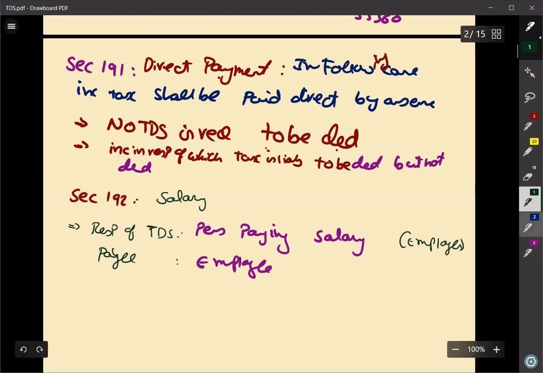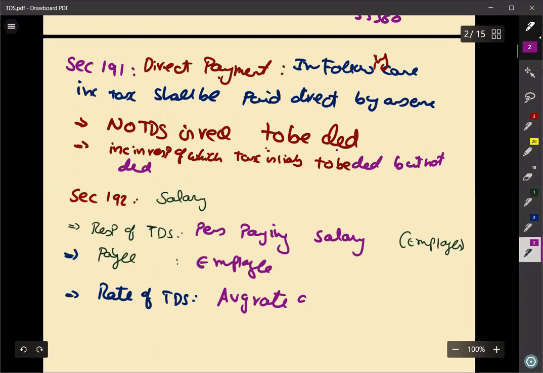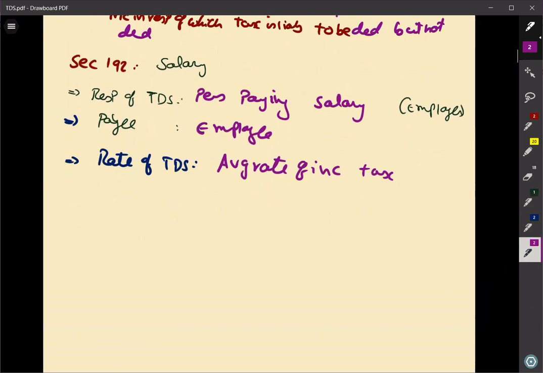Now, every section will have a rate of tax. Like that, for section 192, let us see what the rate of TDS is. It says average rate of income tax. So section 192 says income tax has to be deducted at something called the average rate of income tax. What is the meaning of this? Let us try to understand with an example.